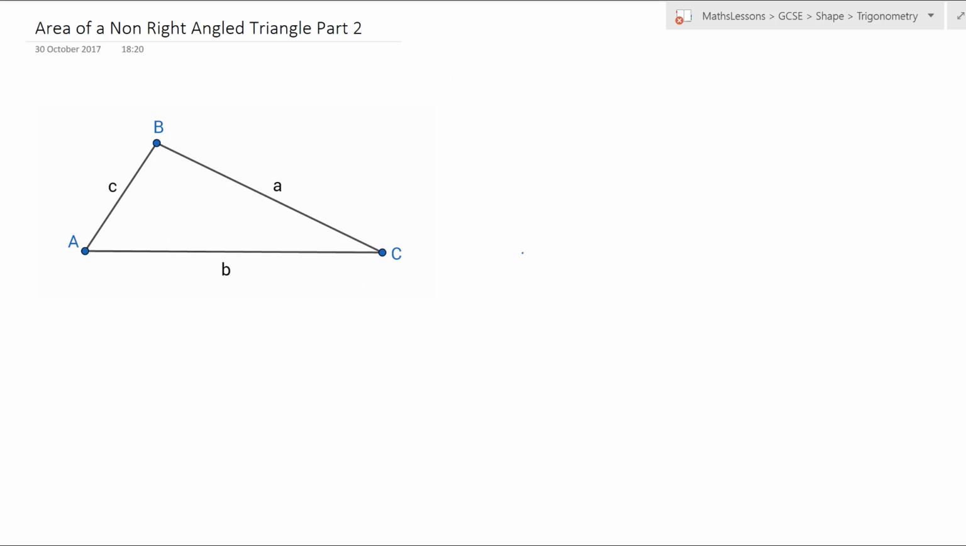In the previous video we looked at finding the area of a non-right angled triangle where we knew the lengths of two sides and the angle at C. From now on, when we have a non-right angled triangle, we make sure we label the triangle in this format.